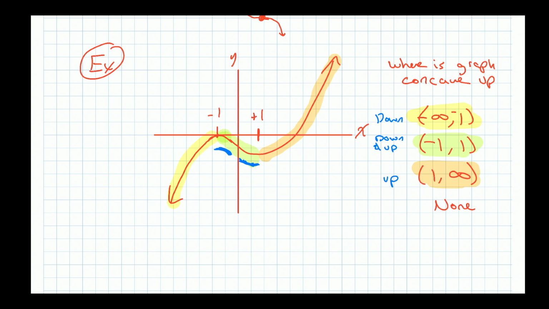So where's the graph? Select all the intervals over which the graph is concave up. I guess I would just have to say 1 to infinity, and that's the only one that's on this list.